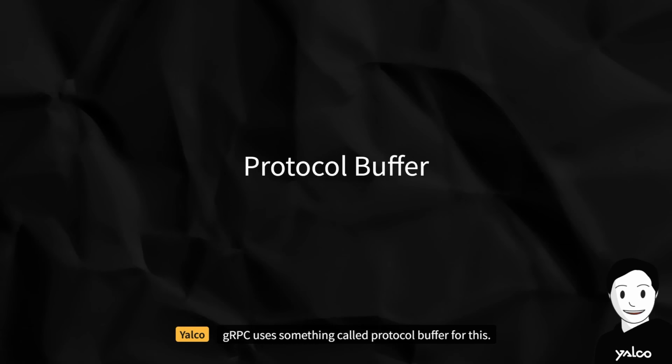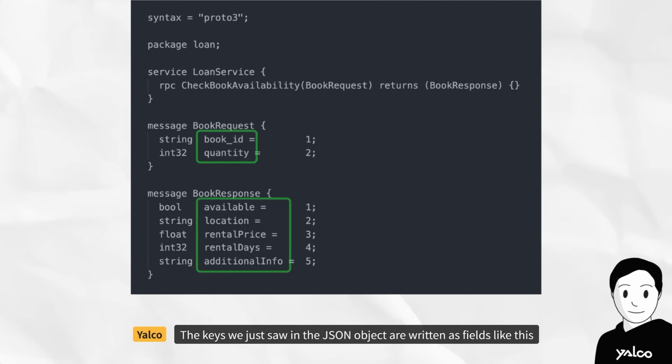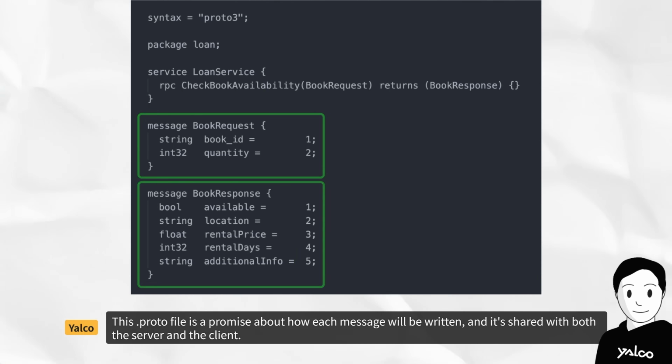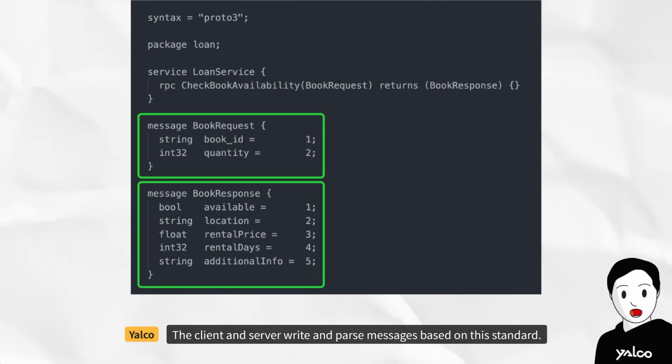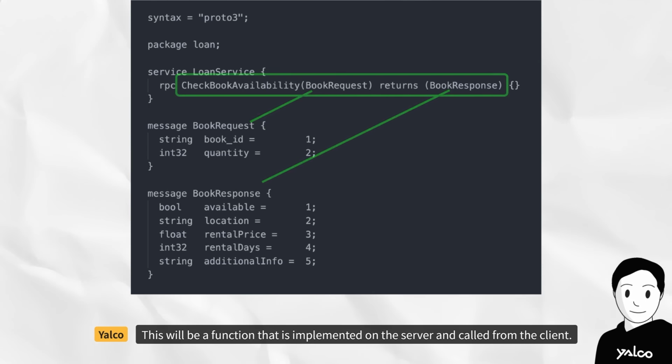gRPC uses something called protocol buffer for this. Let's examine this file with a .proto extension. The keys we just saw in the JSON object are written as fields like this, and you can see that each has a number attached like this. This .proto file is a promise about how each message will be written, and it's shared with both the server and the client. The client and server write and pass messages based on this standard. Additionally, make sure to note the checkbook availability function, which specifies the two data below as parameters and return values. This will be a function that is implemented on the server and called from the client.